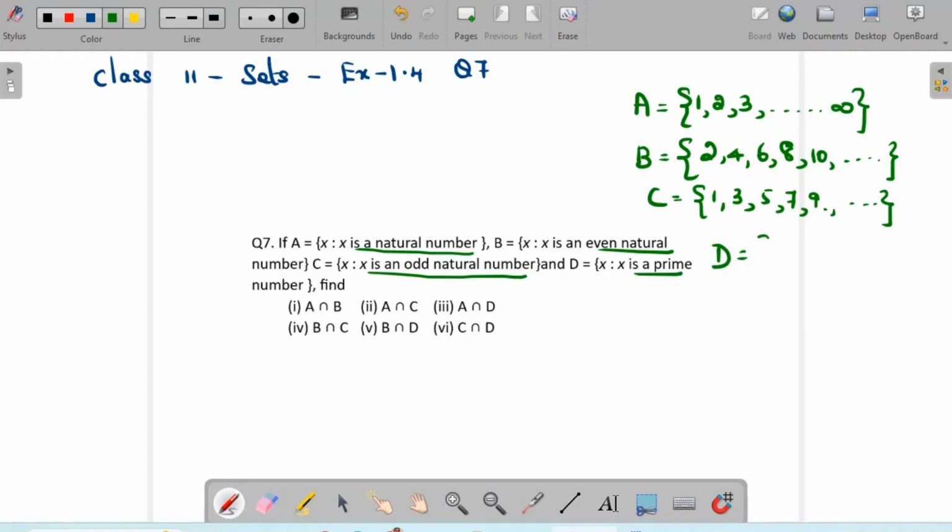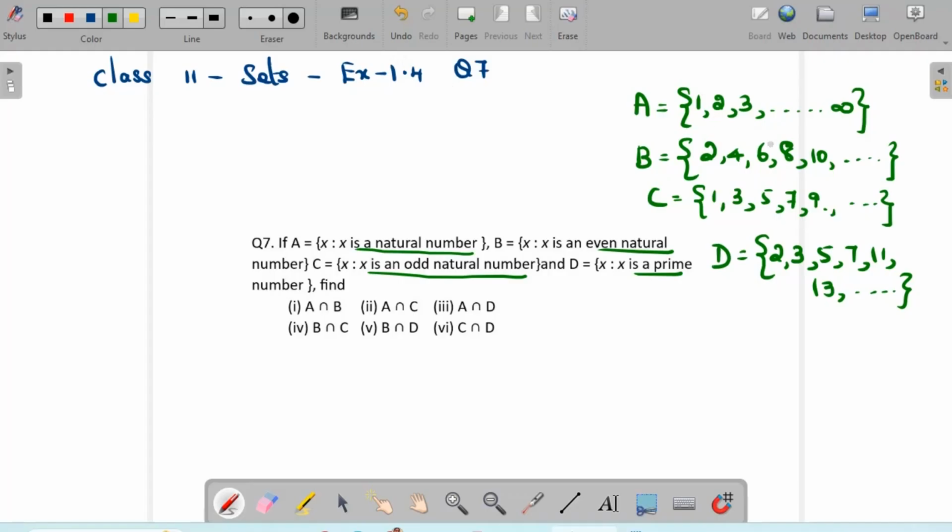And finally, D is going to be x's prime numbers. So if you list D, the first prime number is going to be 2, then 3, 5, 7, 11, 13 and so on. There is no limit given here, so even D is going to be an infinite set.